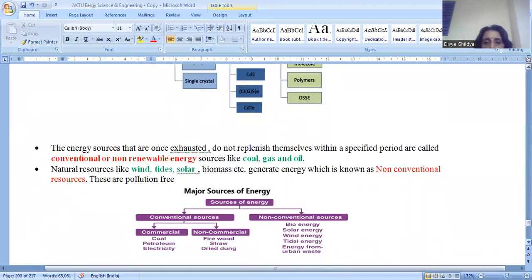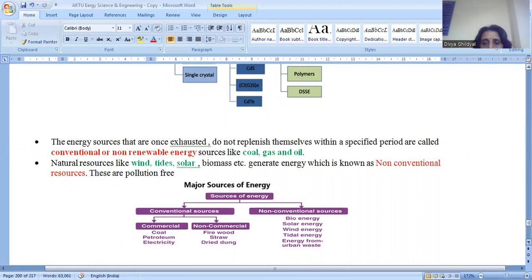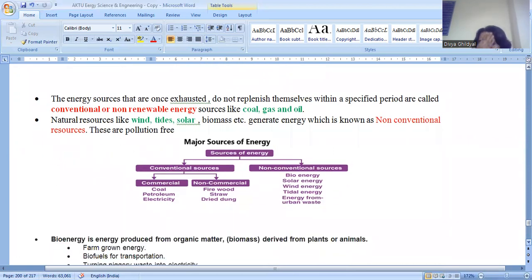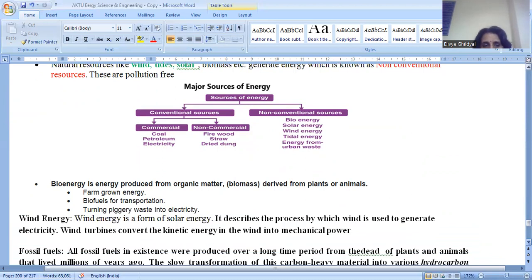Energy sources that, once exhausted, do not replenish themselves are called conventional or non-renewable, like coal, gas, oil, etc. Natural sources like wind, tides, and solar are known as non-conventional energy sources. The conventional energy sources: coal, petroleum, firewood, straw. Non-conventional: bioenergy, solar energy, wind energy, tidal energy.